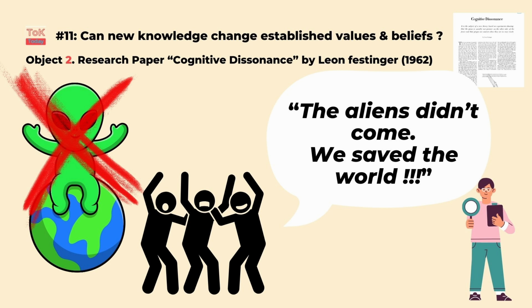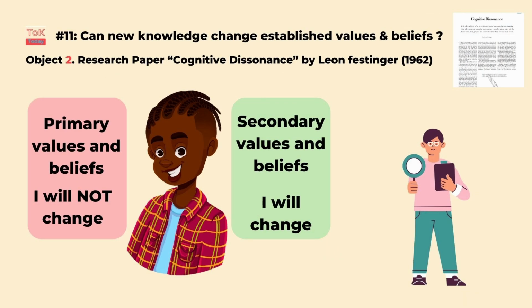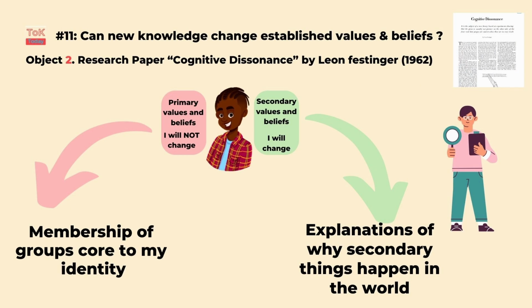Now, Festinger argued that part of the reason that they didn't change their established beliefs was their membership of the specific knowledge community. This knowledge community was a core part of their identity. So, Object 2, Festinger's research, shows that new knowledge is less likely to change established values or beliefs if those values or beliefs are directly related to personal primary knowledge, such as identity.